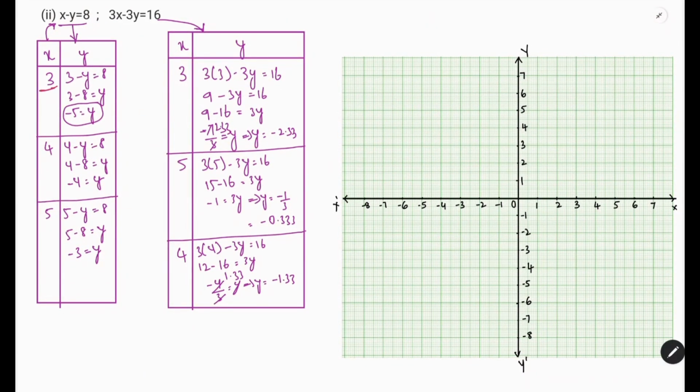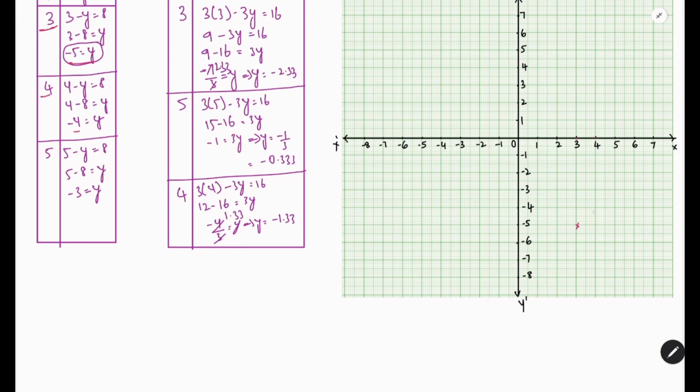See, in this first equation, if x is 3, y is minus 5. Okay, x is 3 and y is minus 5 here. If x is 4, y is minus 4. x is 4 and y is minus 4 here. If x is 5, y is minus 3. 5 and minus 3, this one. Okay. Now join these points.